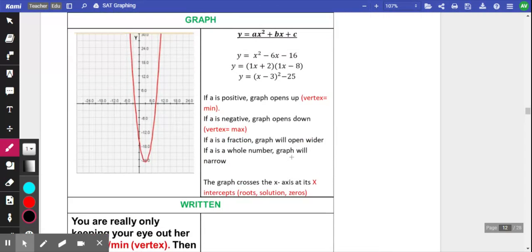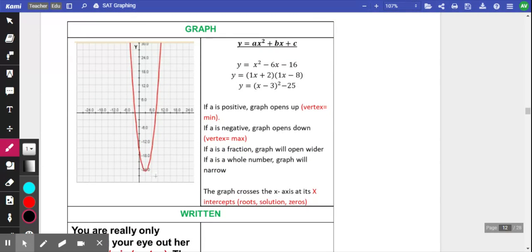All right, let's look at graphs of quadratics. This is the standard form. This is factored form. This is intercept form. So standard form, intercept form, vertex form.